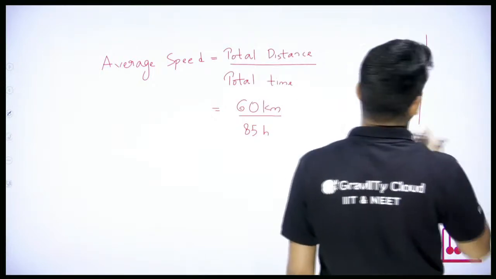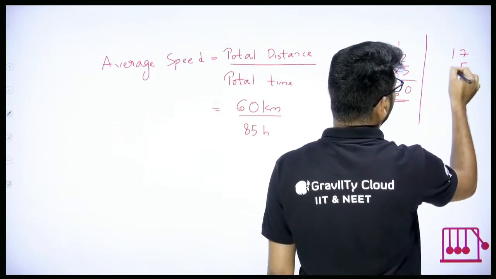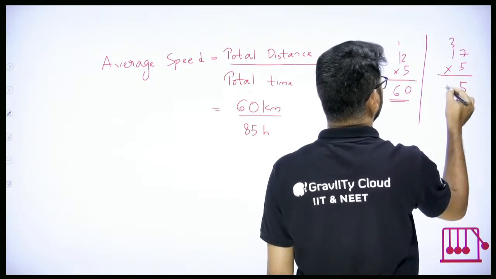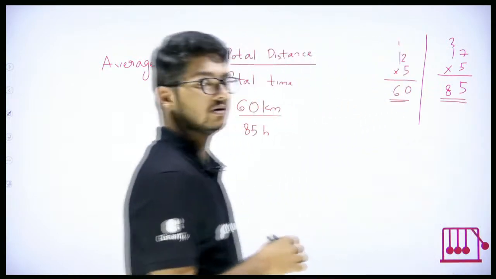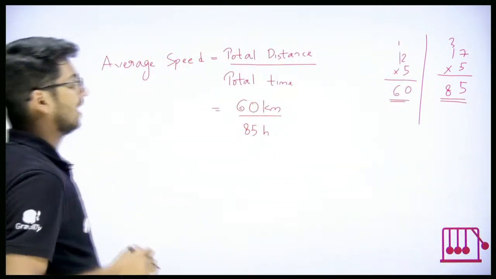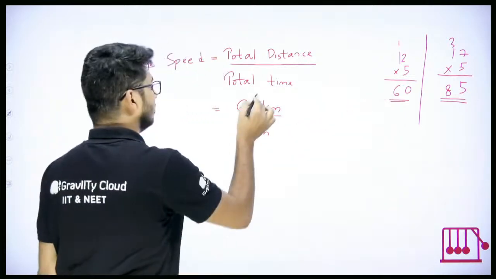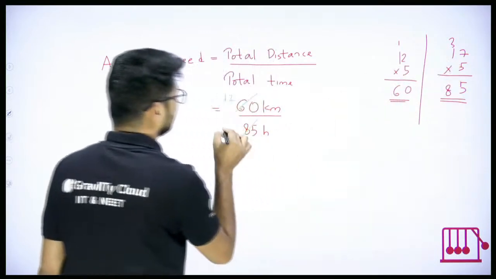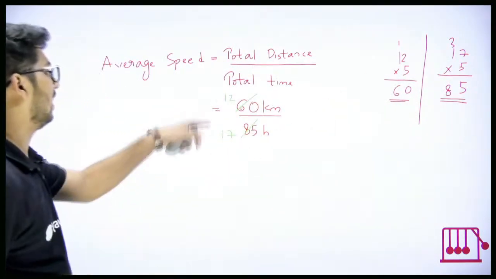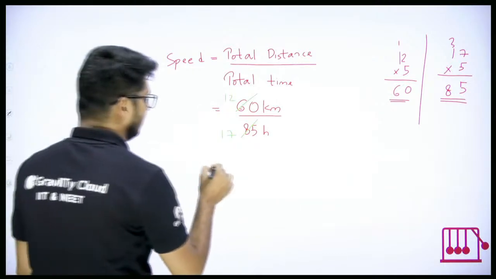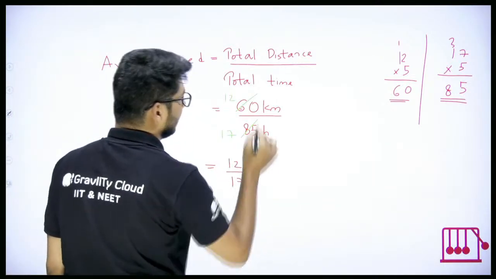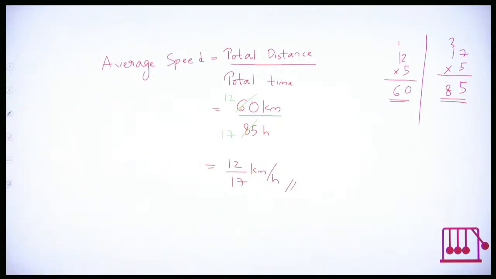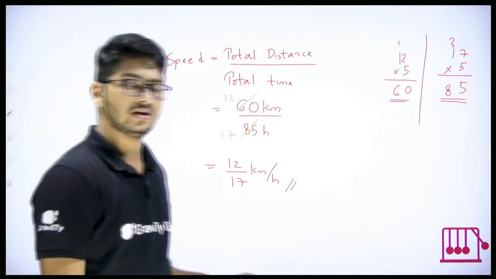Then if I look at 85, 17 into 5. What is 17 into 5? 5 sevens are 35, 3 carry, 5 ones are 5, 5 plus 3 is 8, so 85. That means 5 into 12 is equal to 60. So if I cancel with 5, 5 twelves are 60, 5 seventeens are 85. So you have 12 and 17 remaining. So it is 12 by 17. Units are kilometer per hour. That is the average speed.